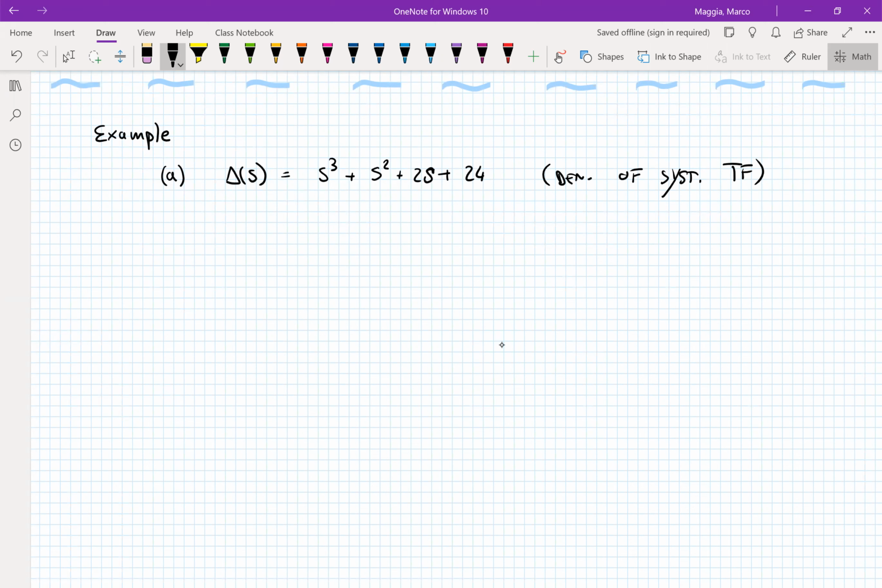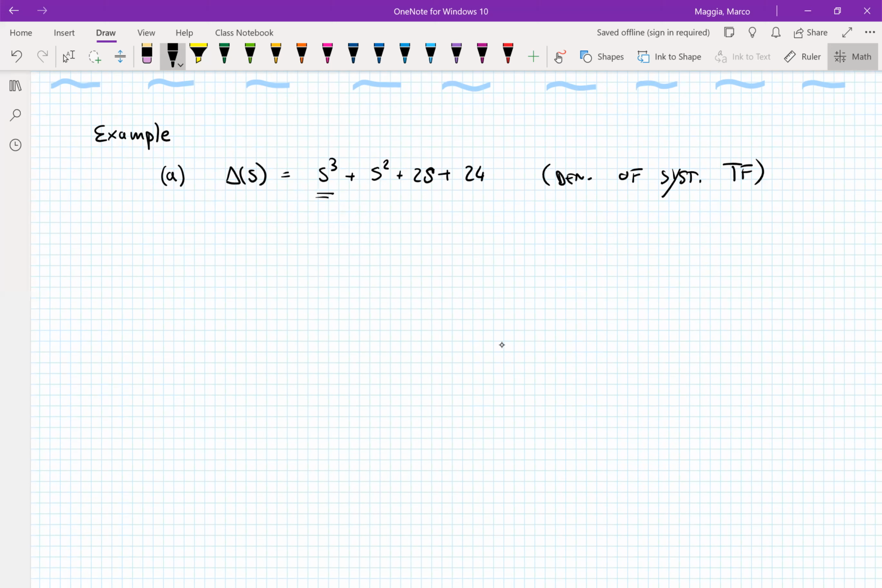So this characteristic polynomial is of degree 3. Before starting computing the Routh array, let's check that all the coefficients of the characteristic polynomial have the same sign. So here we have 1, 1, 2, and 24. They're all positive, so we can proceed. The necessary condition for stability is met. We don't have a necessary and sufficient, and thus we need to find the Routh array.